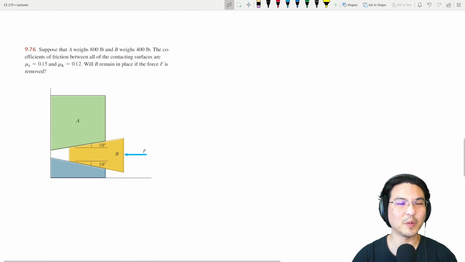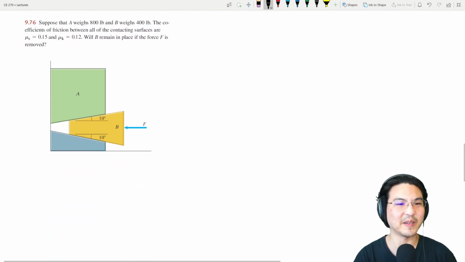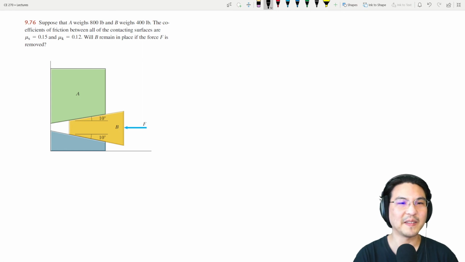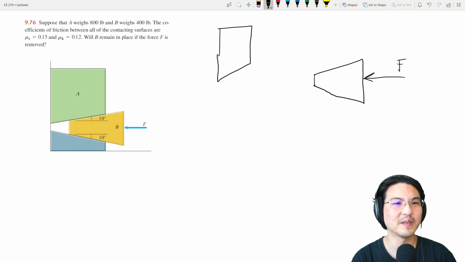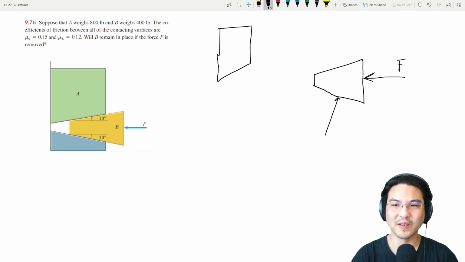Let's try one more. Okay, so let's say here we have block A, block B. Okay, so block B, there's a force here. And let's see, we're trying to see what's going to happen. So there's going to be a normal force here and here on block B. And then if it moves toward the left, then there's going to be friction opposing the motion like that.